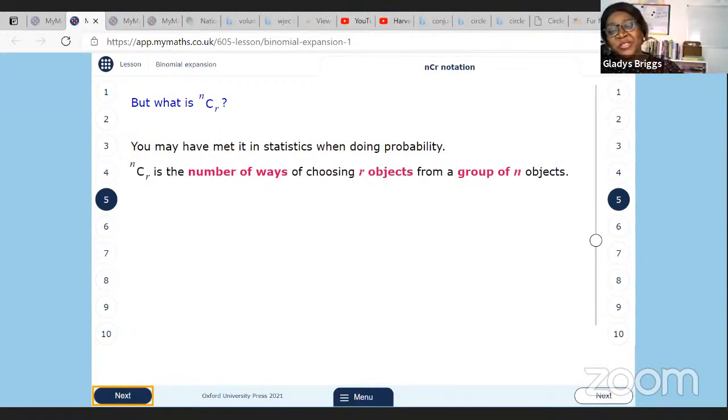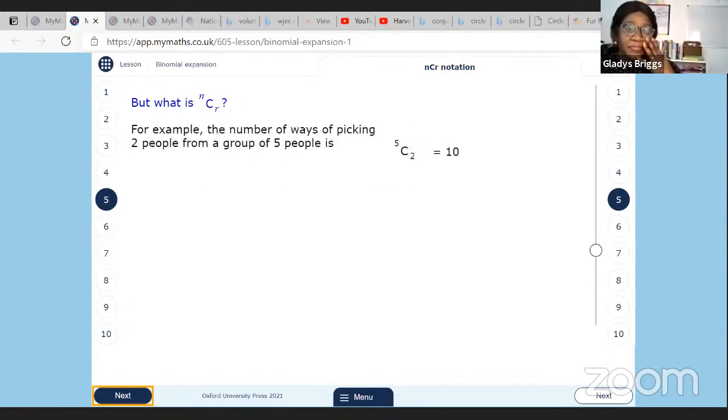It's the number of ways that you choose r objects from a group of n objects. When I'm saying 5 choose 0, 5 choose 1, 5 choose 2, we are choosing out of a group of objects. 5 choose 2 is 10.